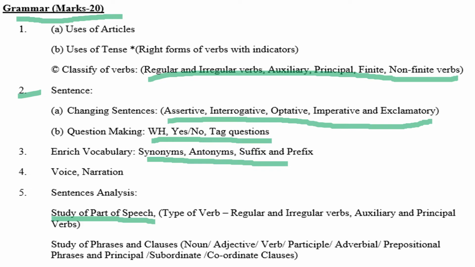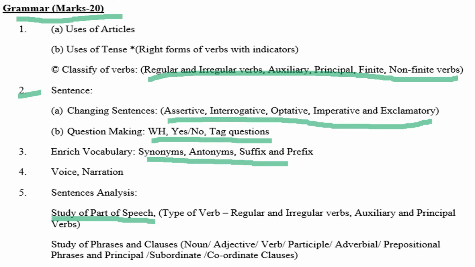So types of verbs, especially regular, irregular, auxiliary, and principal verbs, you have to know them. And by knowing these rules and regulations of parts of speech, you will be able to analyze the sentence in the given question. And the study of phrases and clauses, usually noun, adjective, verb, participle, adverbial, and prepositional phrases, and principal clauses, subordinate clauses, and coordinate clauses. All these grammar topics you have to study to analyze a sentence correctly.